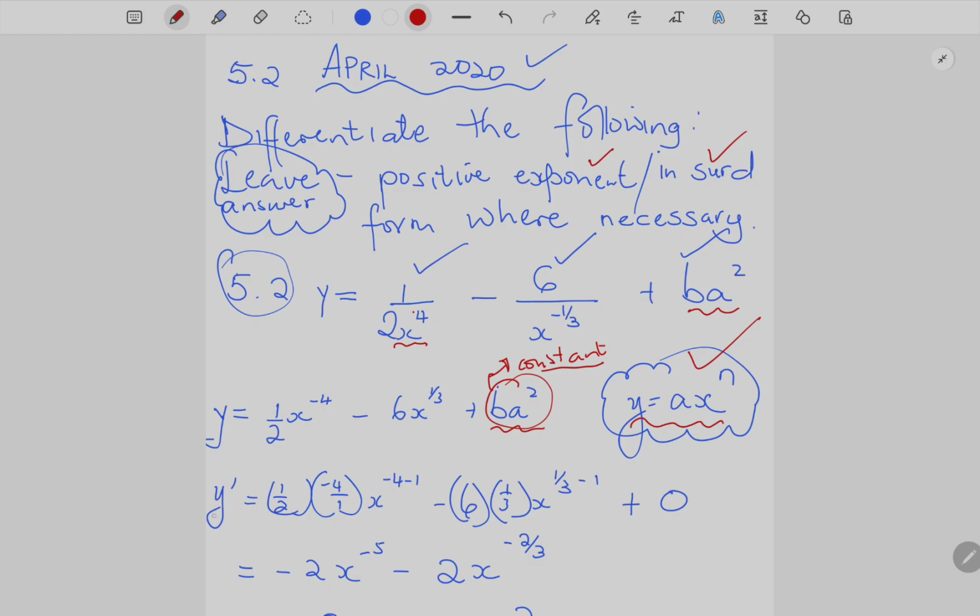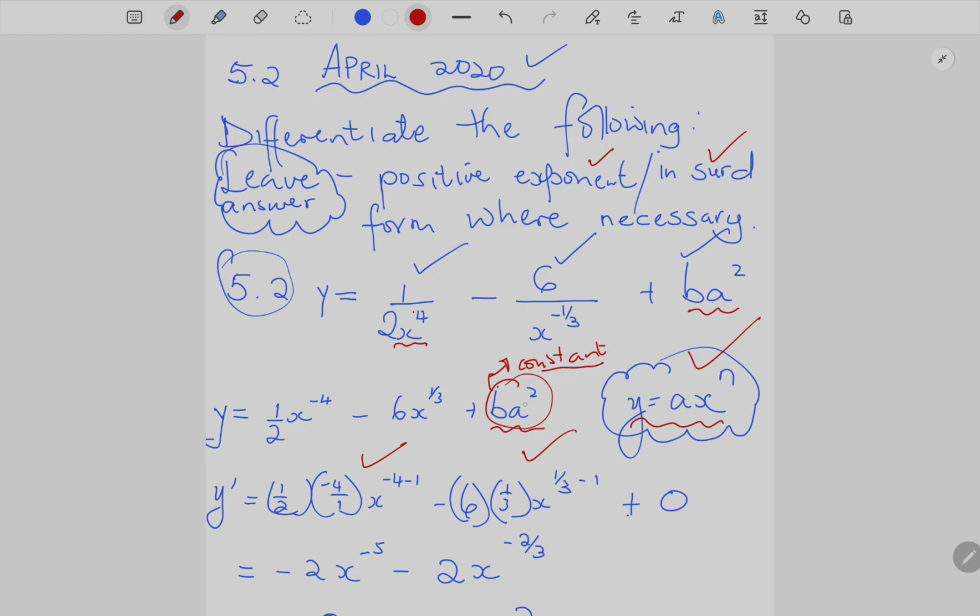Now we can derive. So y prime is equal to 1 over 2 times negative 4 over 1 x to the power minus 4 minus 1. The second term is going to be negative 6 times 1 over 3 x to the power 1 over 3 minus 1, plus b a squared here. How do we derive b a squared? b a squared is a constant.